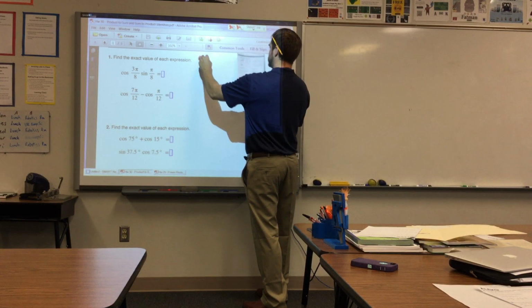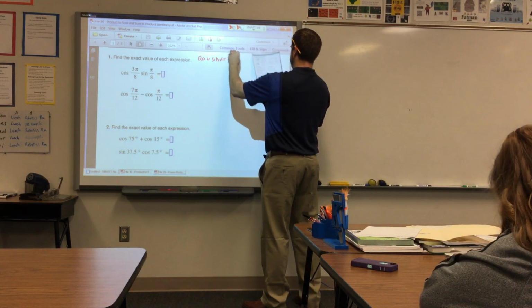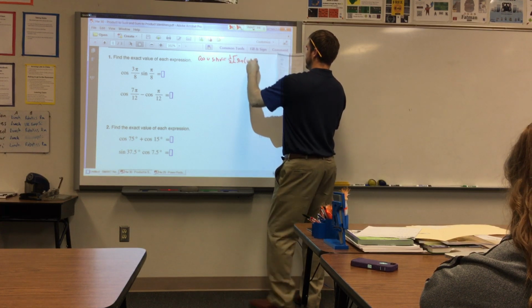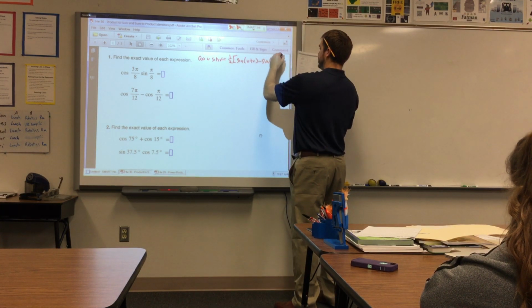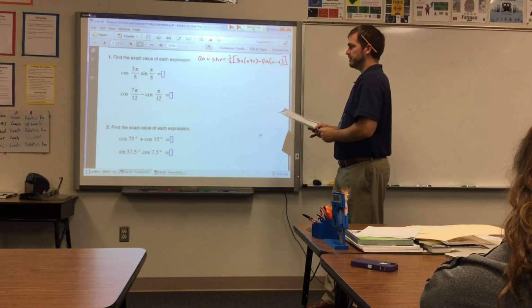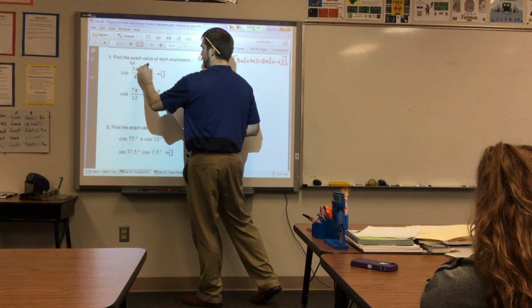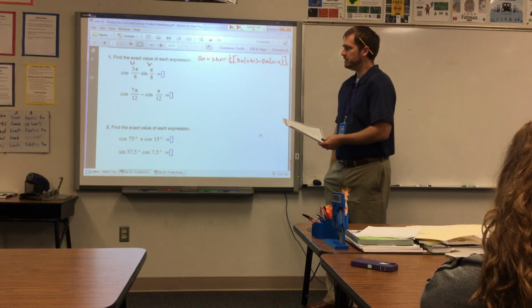So the formula says cosine U sine V equals 1/2, and I'm writing it up here for reference, sine of U plus V minus sine of U minus V. All right, U is 3 pi over 8, and V is going to be pi over 8.